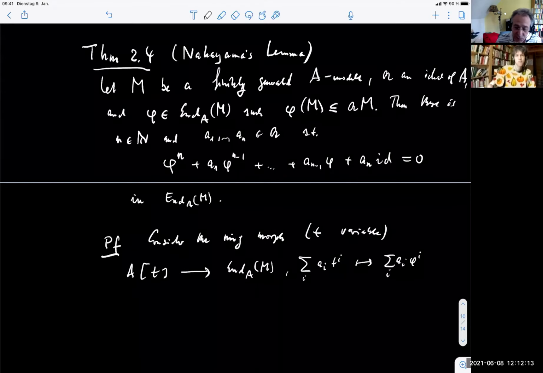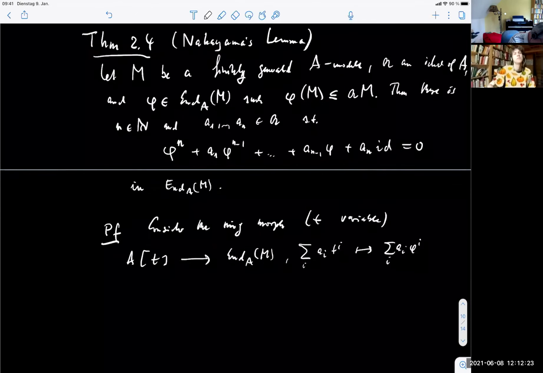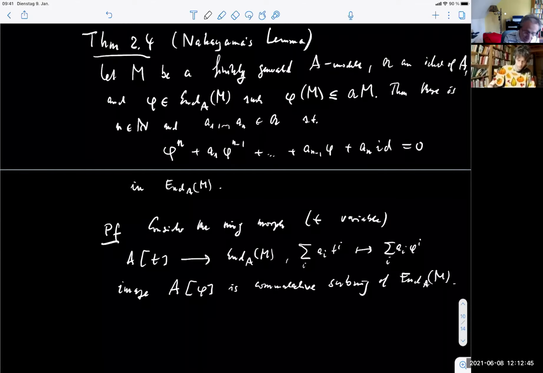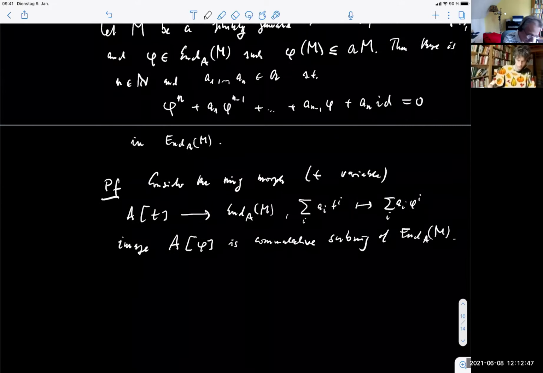By this universal property of the polynomial ring, this is a well-defined ring homomorphism, and the image is a commutative subring. The image, which I denote this way with suggestive notation, is a commutative subring of this endomorphism ring. It has to be commutative, so we only work in this ring.